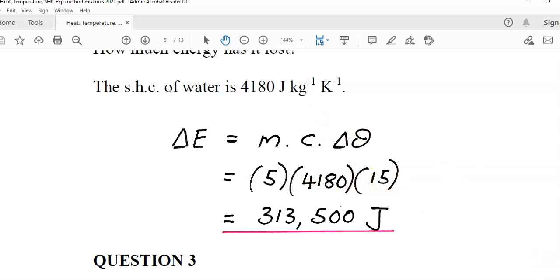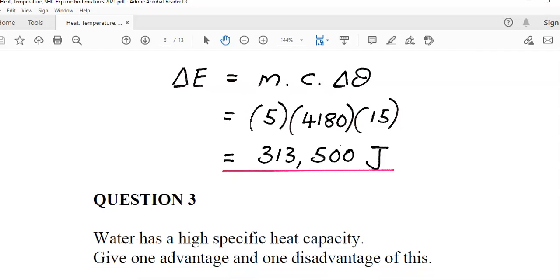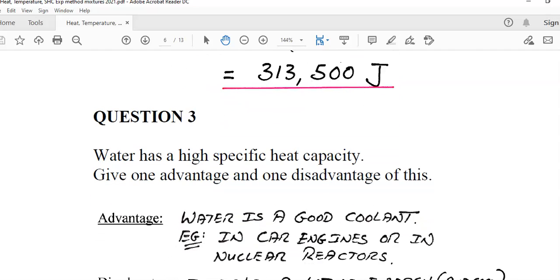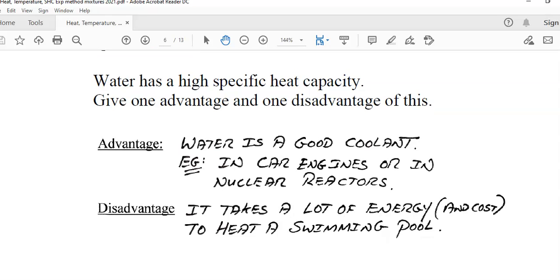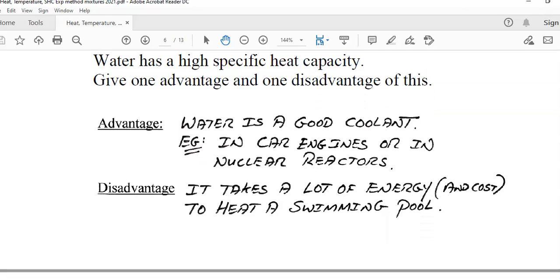Earlier we noted that water had a particularly high specific heat capacity. We said there were advantages and disadvantages of this fact. Well, give one advantage and one disadvantage. The big advantage of water having a high specific heat capacity is that it can soak up, absorb quite a lot of heat energy without rising very much in temperature.